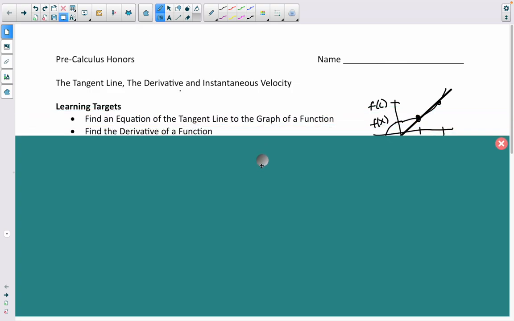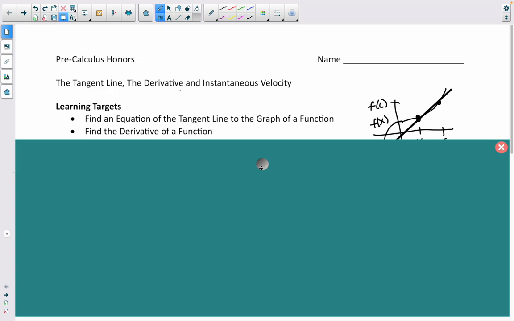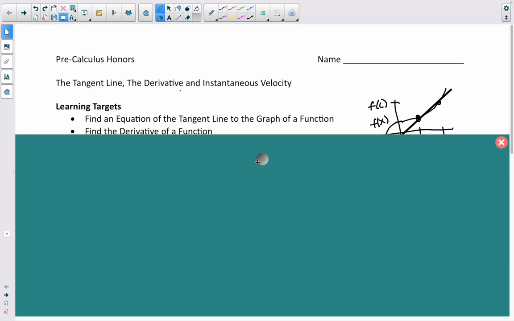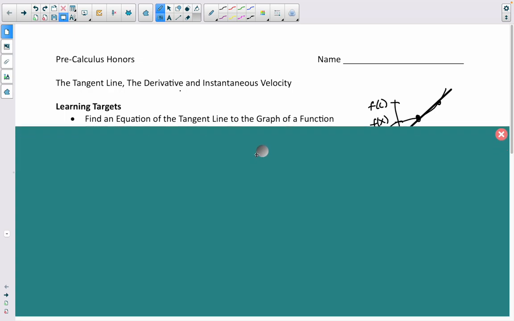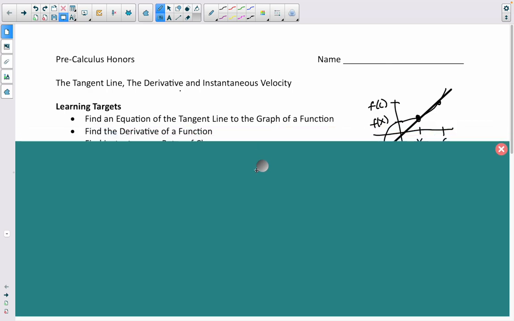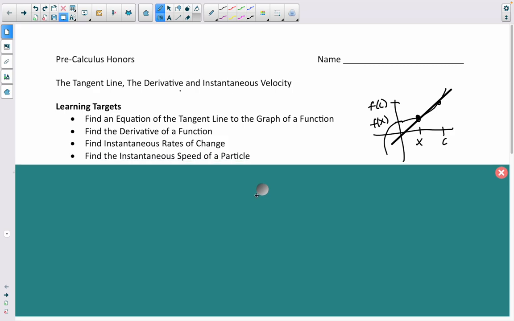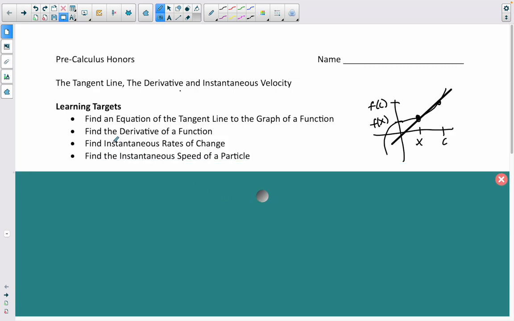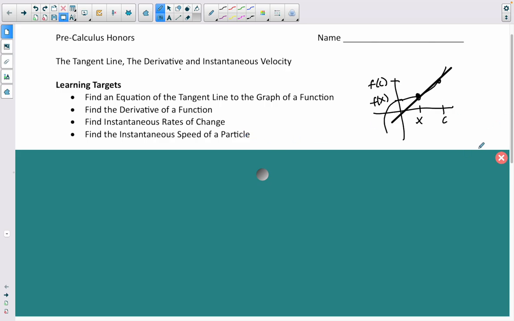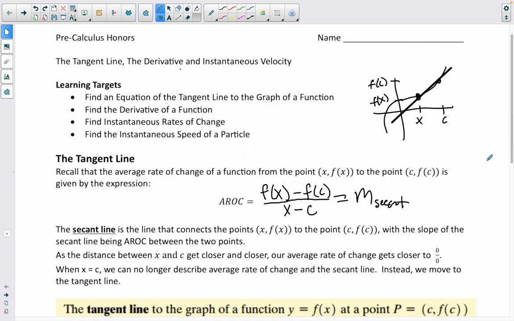In this lesson, we're going to find the derivative of a function. Last video, we watched how to find an equation of the tangent line to the graph of a function. Again, we're going to find the derivative of a function, and that's going to lead us to our last video, which will be find instantaneous rate of change and find the instantaneous speed of a particle.